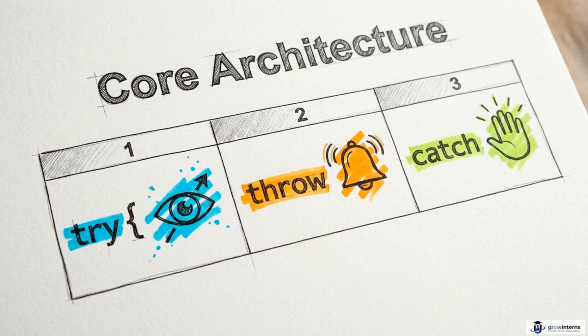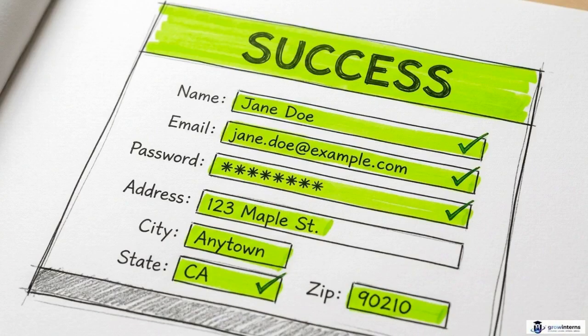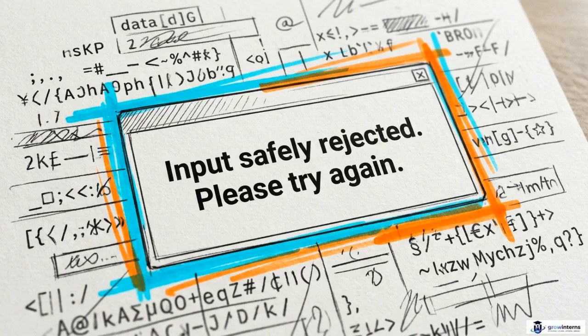Here is your Day 20 cheat sheet. Try is the monitor, throw is the manual alarm, and catch is the dedicated responder. Building logic for perfect conditions is only half the job. You must guarantee your application fails safely when the data turns chaotic.